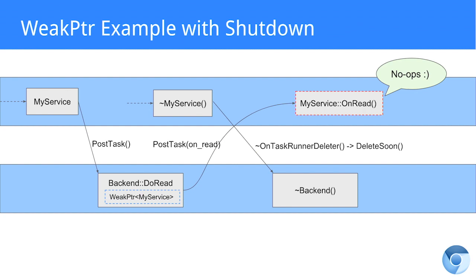Now the backend do read is going to reply, because it doesn't know the service is dead. It's going to reply and say, here's your onRead. But since the weak pointer has been invalidated in the destructor, this is going to no op. And this is exactly what we want.